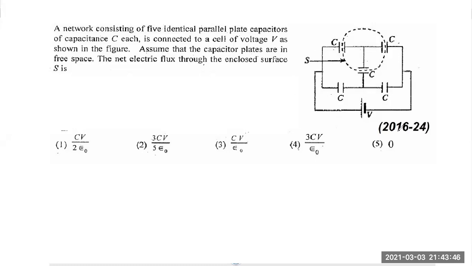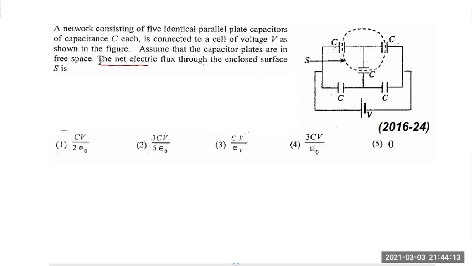And next one is from 2016. So they have given us a network of capacitors, and then they have given us a Gaussian surface, and they're asking something. So let's see what this question is all about. A network consisting of 5 identical parallel plate capacitors of capacitance C each is connected to a cell of voltage V, shown in the figure. Assume that the capacitor plates are in free space, that means epsilon naught. The net electric flux through the enclosed surface is net electric flux.